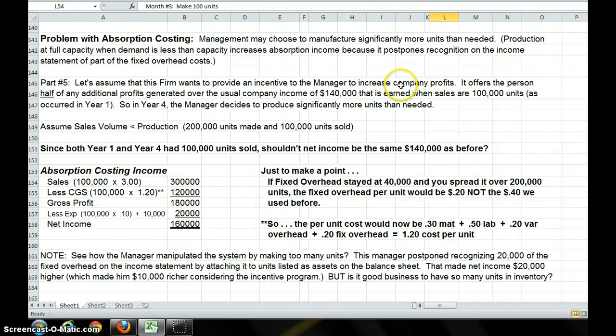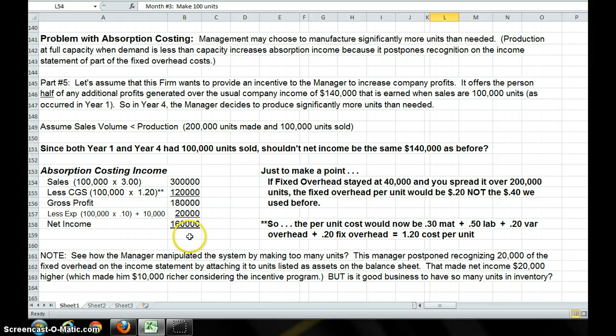Now we have $40,000 in fixed overhead, but instead of dividing it over 100,000 units made, the manager who doubled production would have the 40,000 divided by 200,000 units made. The fixed overhead inside each unit would not be 40 cents a unit, it would be 20. By selling only half of the items we made, we only have half of the fixed overhead deducted out on the income statement this year. And that means the profit goes up from 140,000 like it was in year number 1 to 160,000.